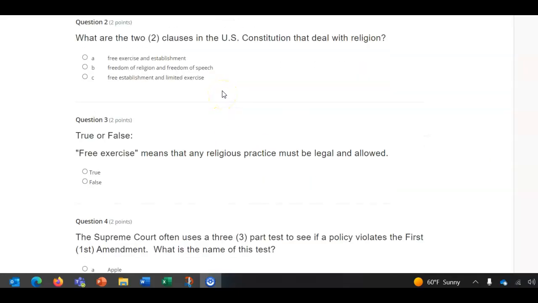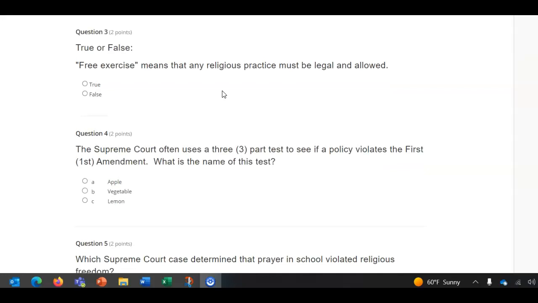What are the two clauses in the U.S. Constitution that deal with religion? A. Free exercise and establishment. B. Freedom of religion and freedom of speech. C. Free establishment and limited exercise. True or false? Free exercise means that any religious practice must be legal and allowed.